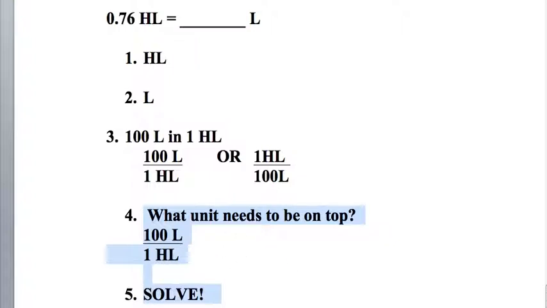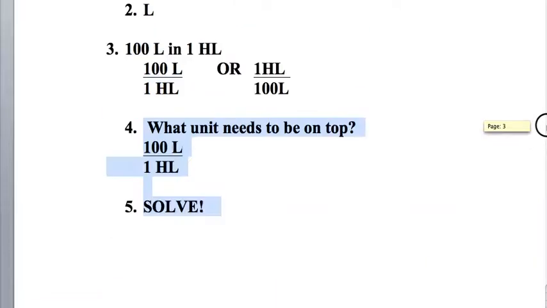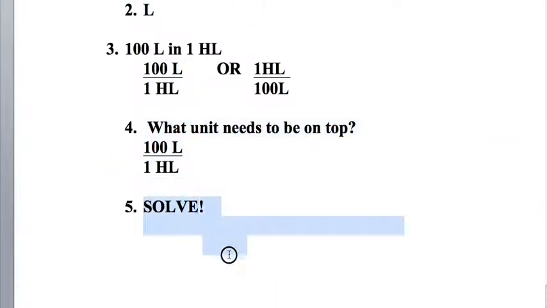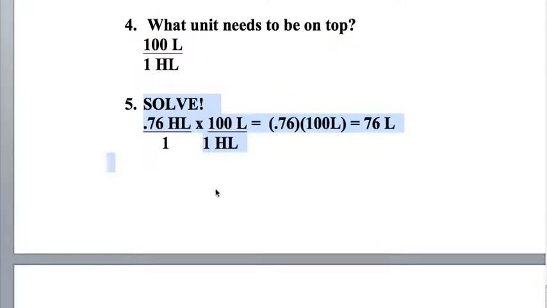Then the last thing we need to do is set up our problem and solve. And once again, I always think it's helpful to strike out those units. And when we do the math, we get 76 liters. Now, this can get trickier if instead of metrics, you are doing, let's say, word problems.